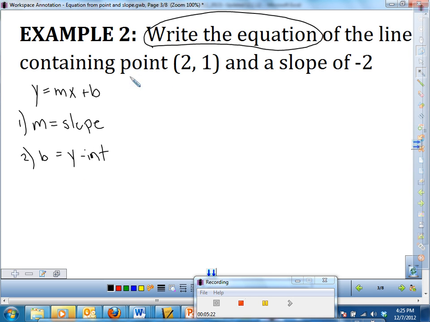So I'm given a point, and like before, I know that this point is x, y. And I'm given a slope of negative 2. So I'm going to write here that I have my slope. It's negative 2. Our second step is to substitute in the values. So I'm going to rewrite my equation right here. y equals mx plus b. I know that the slope m is negative 2. I know that x is 2. I know that y is 1. So I'm going to rewrite my equation using just parentheses first.